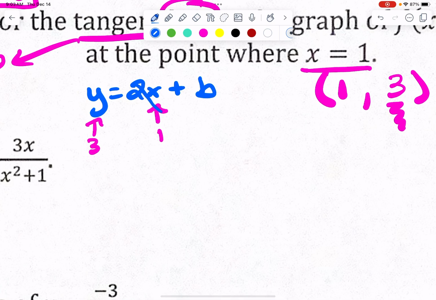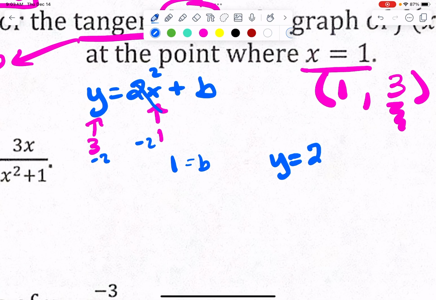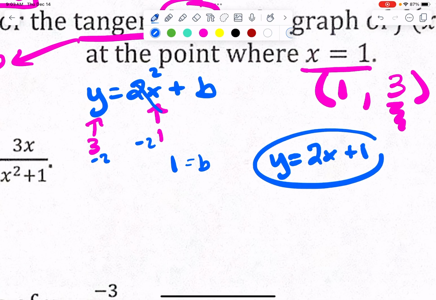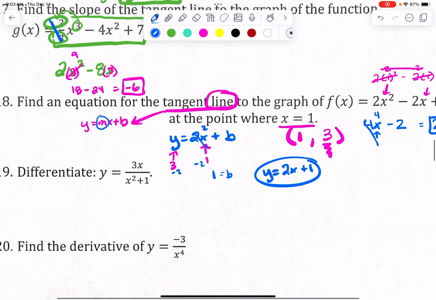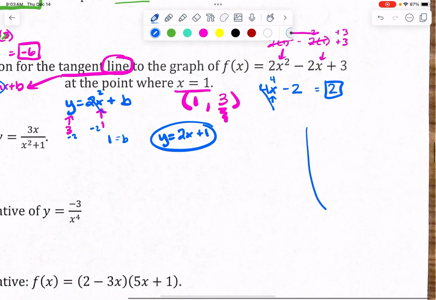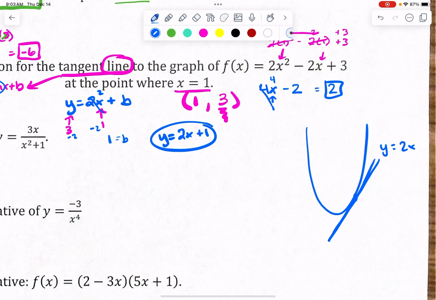So 2 times 1 is 2. Then I'm going to subtract that 2 over from the 3. And b will be 1. So final answer, y equals 2x plus 1. And that is my equation of my tangent line at that point. Okay, so like this graph is a parabola somehow, some way, at x equals 1. This line right here, his equation is 2x plus 1. Okay, just so that you know what you're finding. You don't have to write that down, but that's essentially what you're finding, the equation of this line that is tangent at that point.